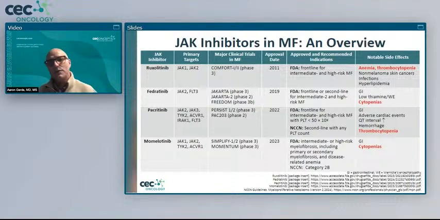With momelotinib, we do observe GI toxicity, not to the degree that we see with fedratinib and pacritinib, but certainly something to counsel your patients on when starting therapy. And being a JAK1, JAK2 inhibitor, we also do see evidence of cytopenias, namely thrombocytopenia, as well as some anemia. It was approved for intermediate- or high-risk myelofibrosis in patients who also have concurrent anemia. And the NCCN right now rates it as a category 2B for that population.